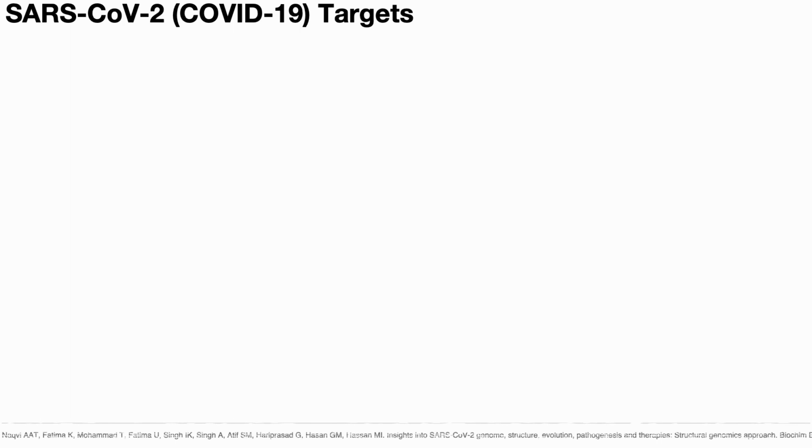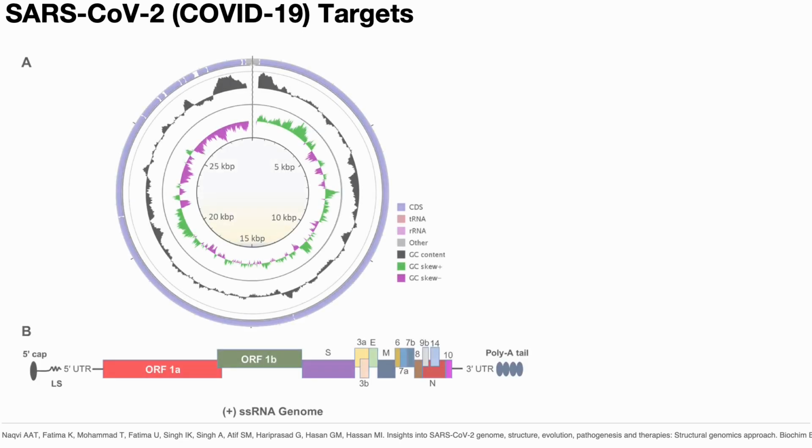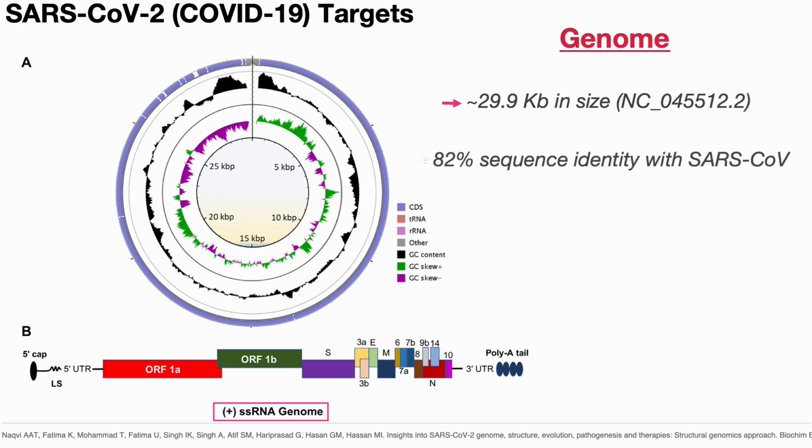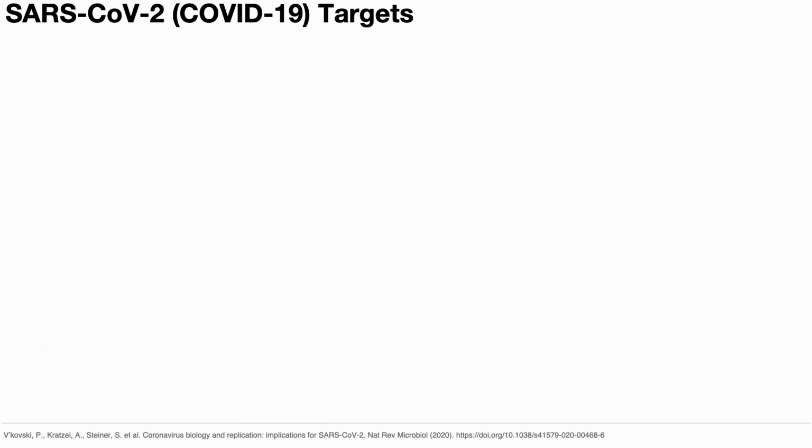So, as you well know, SARS-CoV-2 is the virus causative of COVID-19. We can see that this viral genome is composed of 29.9 kilobases in size and presents 82% sequence identity with the first SARS-CoV. In addition, it has 11 protein-coding genes and 12 expressed proteins.